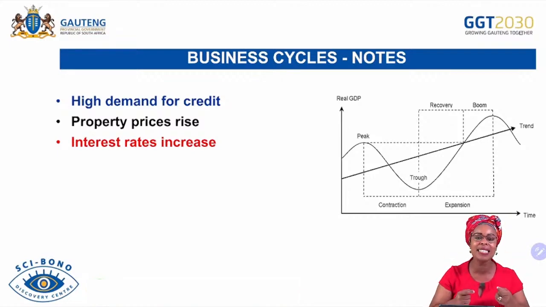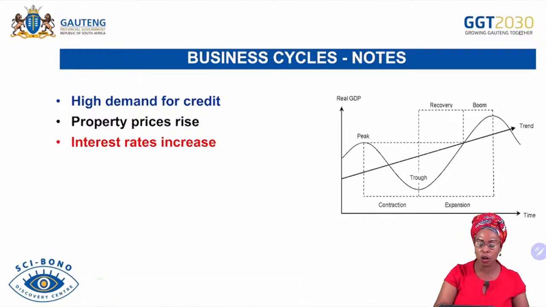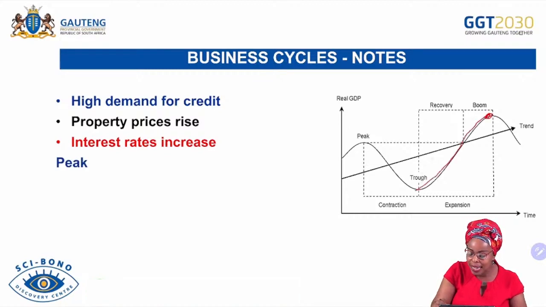And what is interest rate? It is the rate which commercial banks like FNB, ABSA and others charge to their clients when they borrow money. So during this phase, interest rate will also be high. During this phase, remember we're talking about this phase on the graph. The peak, that is where we find the peak, is found also during the expansion phase.